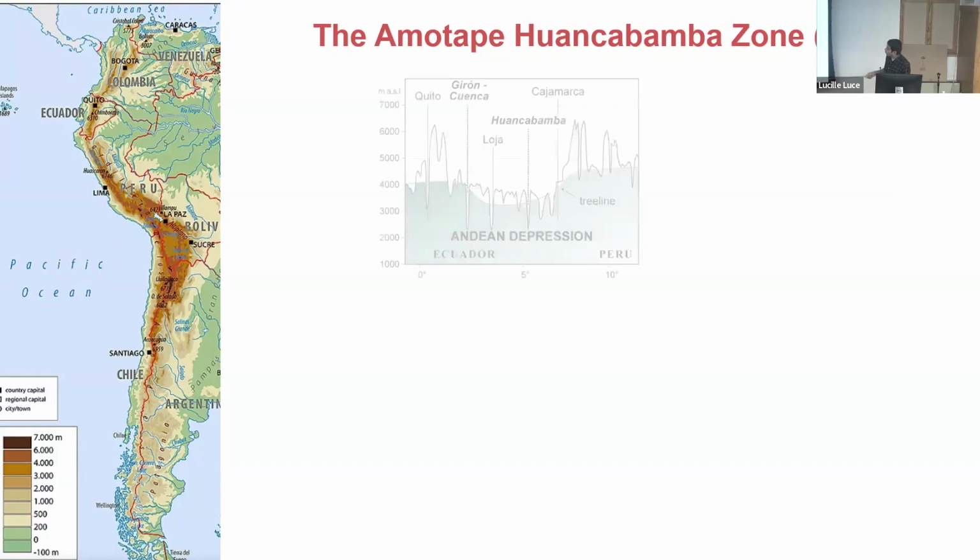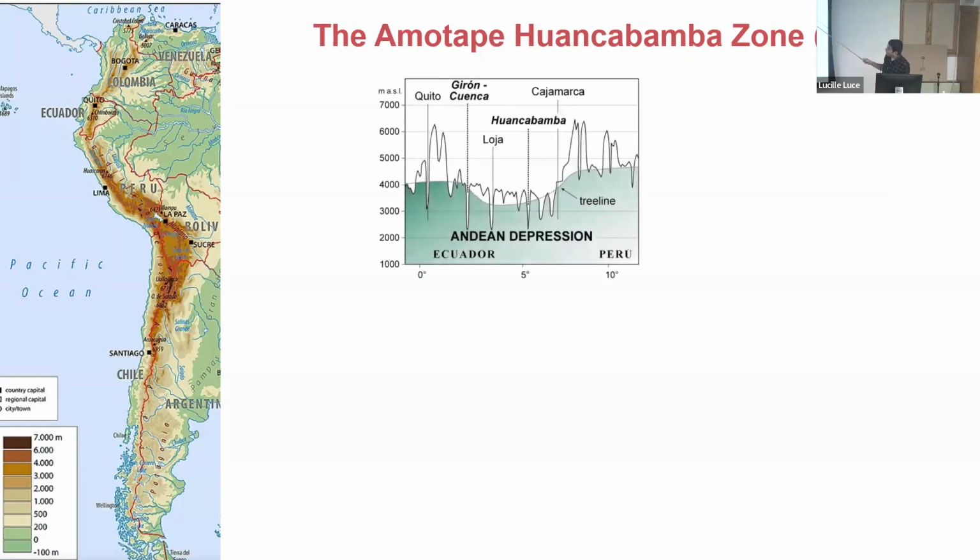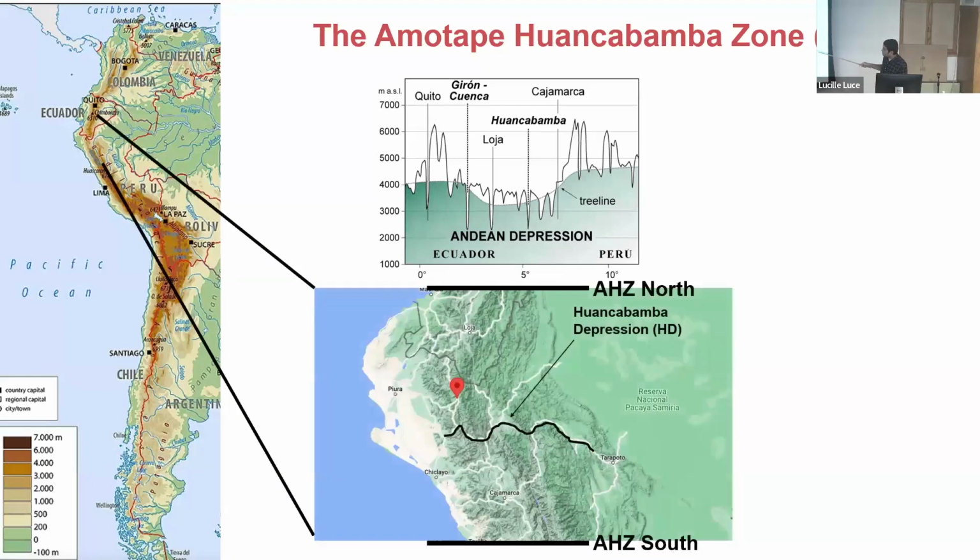It's very tall, right? And there are some parts like this Huancabamba depression, some of these depressions where species can move east-west. Now, this region that I showed, where there are two genotypic superclusters and two chemotypic superclusters happening, is in this region called the Amotape-Huancabamba zone, which is right here. It's one of the depressions.